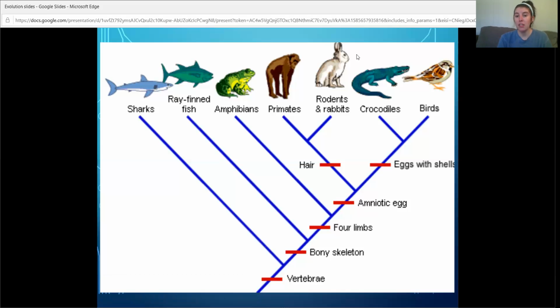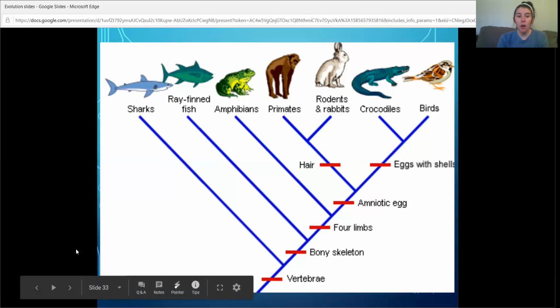Primates and rodents and rabbits. Those have hair on them. The other side does not have hair. They have eggs with shells as opposed to the hair. So up here, we're going to branch into crocodiles and birds.